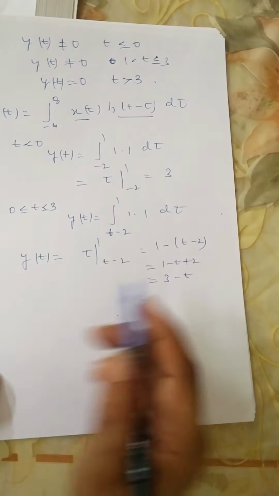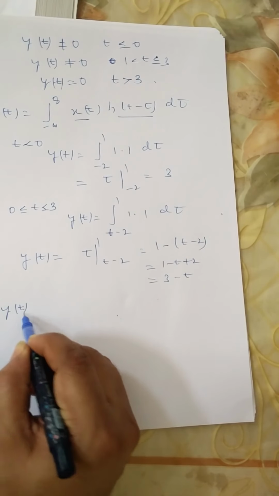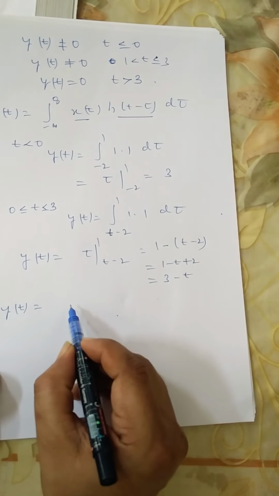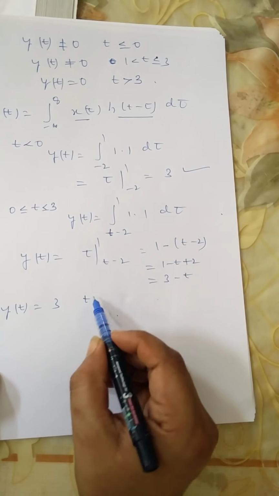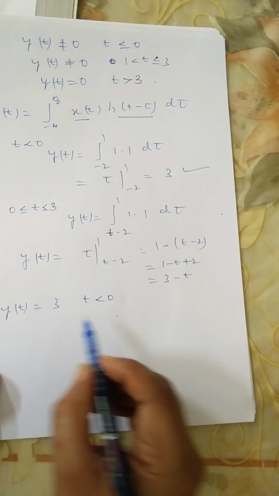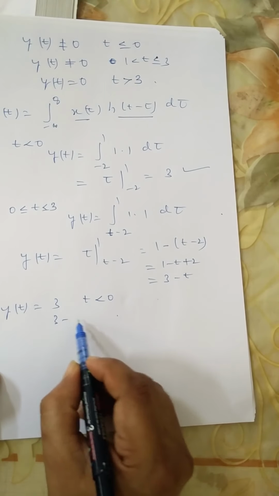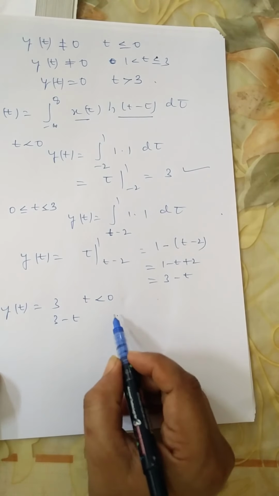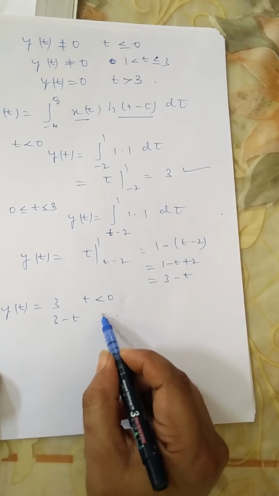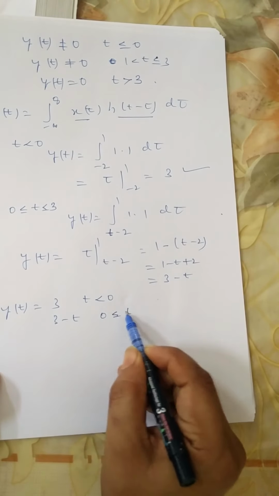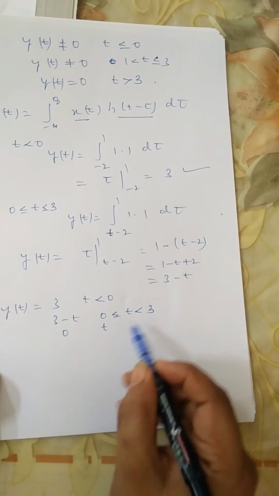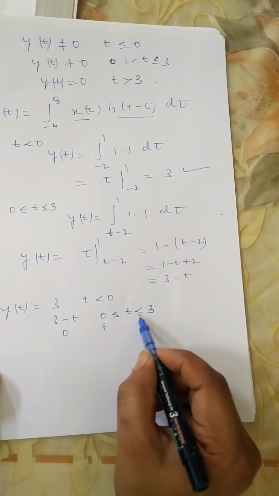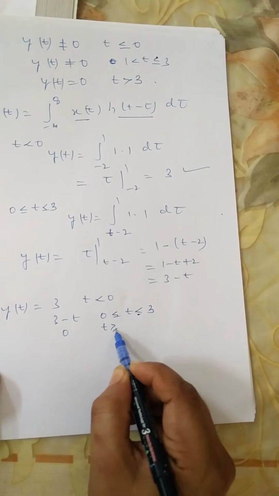And so you have three answers here. That is y of t equals to, first answer is 3 when t is less than 0. Next is 3 minus t when t is in between 0 and 3, and 0 when t is greater than 3.